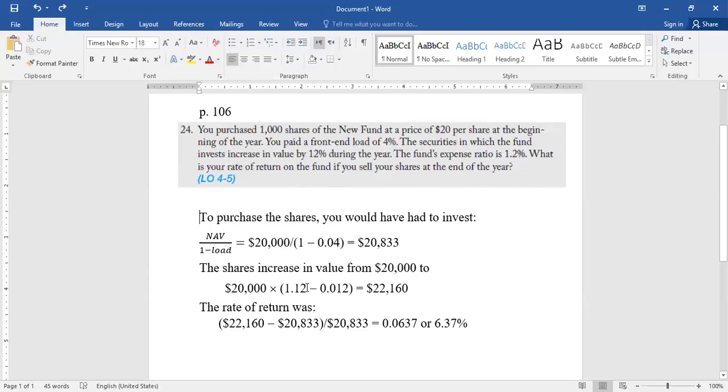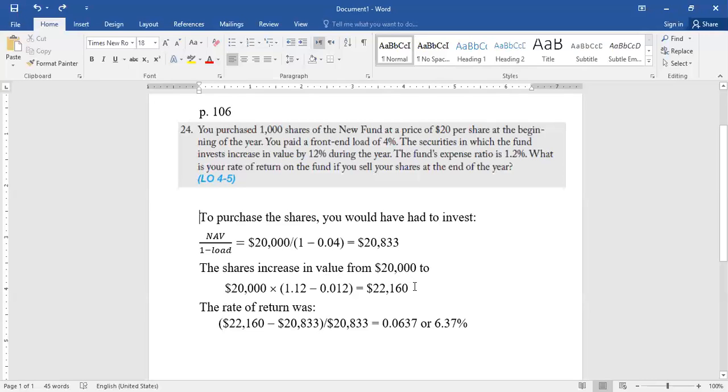So I have a growth in these $20,000 worth of shares. I have a growth of 12%, so I multiply by 1 plus growth. But I need to subtract my fund's expense, which is 1.2%. So the shares increased in value from $20,000 to $22,160.